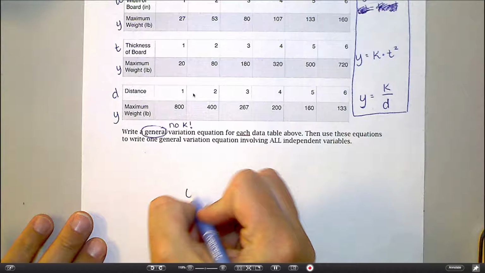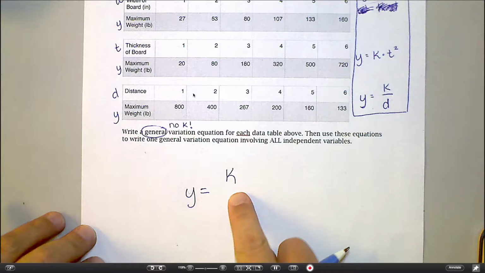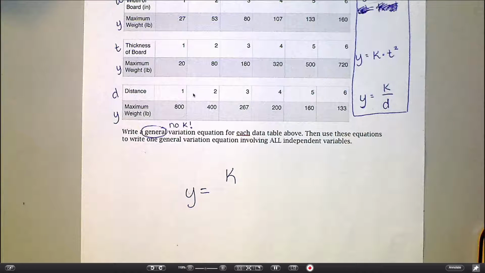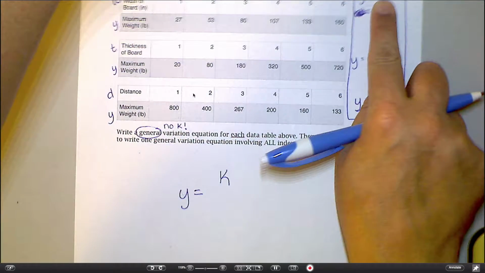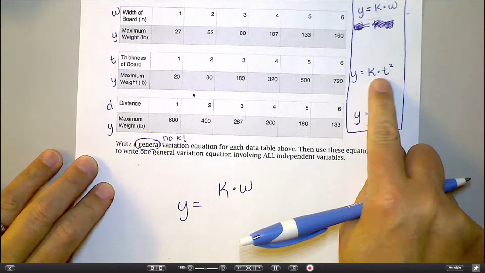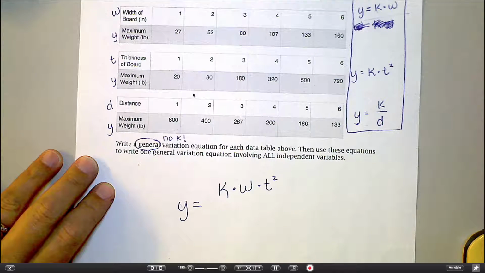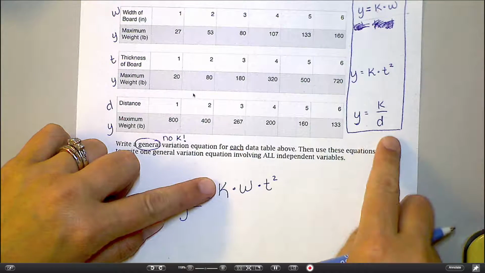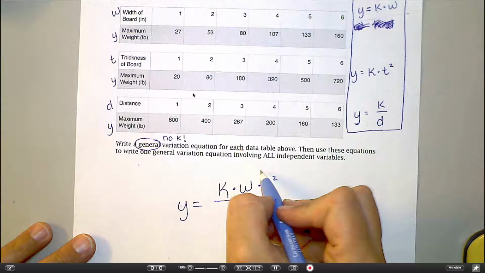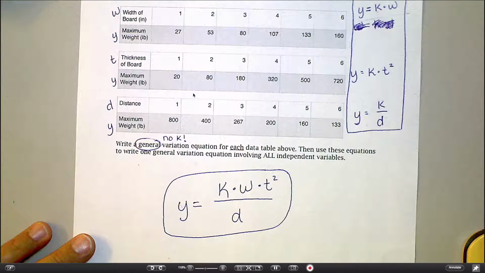I'm going to start with y equals, and I know I'm going to have a k. This k is different than all of these other k's. If I actually figured it out numerically, they would all be different. My k needs to get multiplied by w based on this first equation, so I'm going to multiply by w. I also need to multiply by t squared. And then I need to divide by d, so I'm going to take this entire thing and divide by d. This right here is my general relationship between all of these variables.